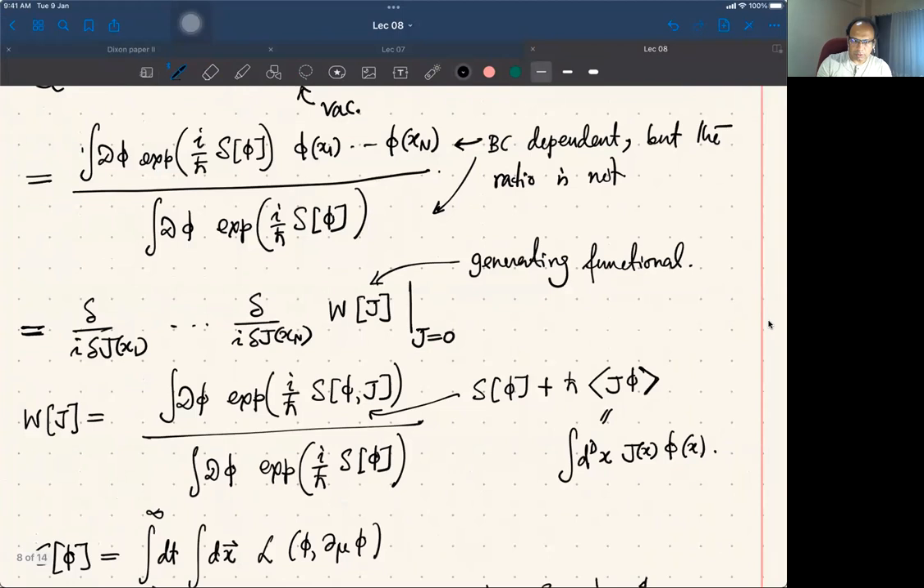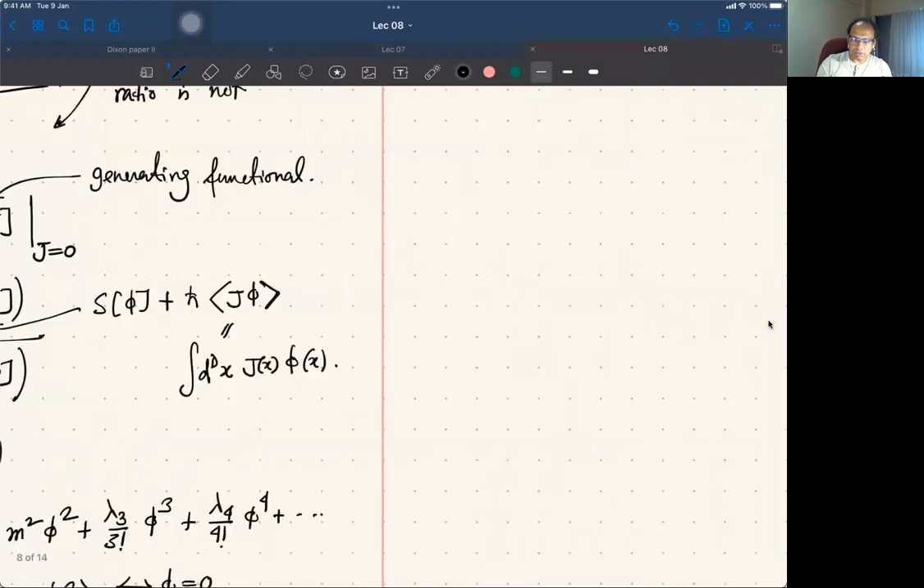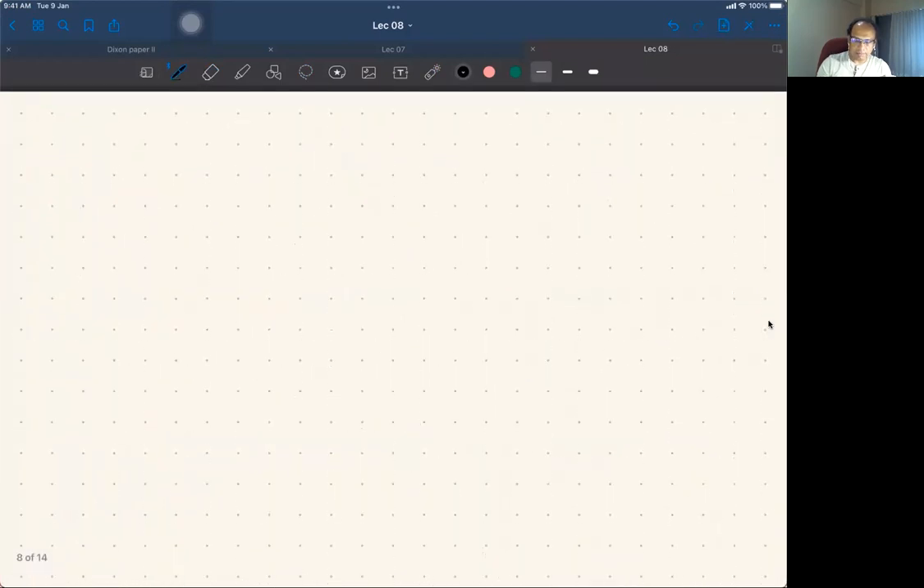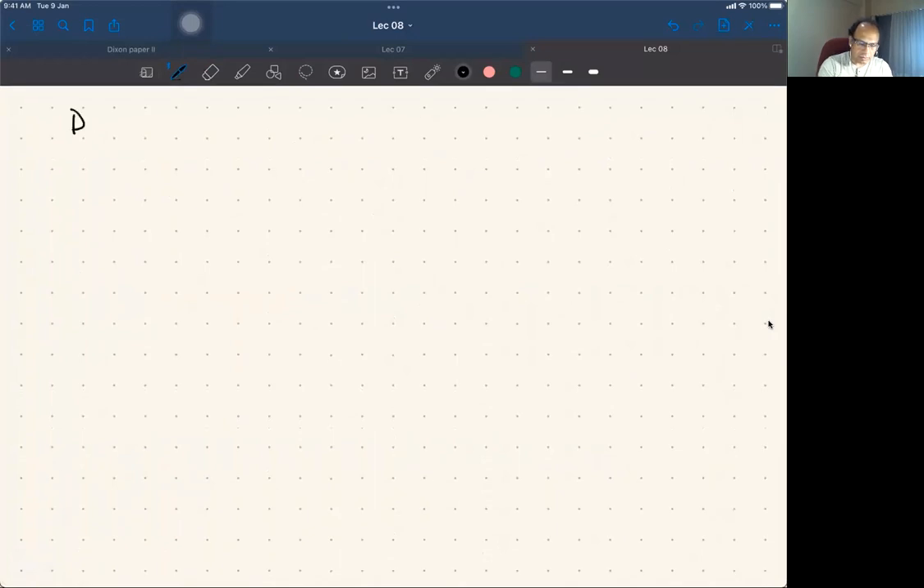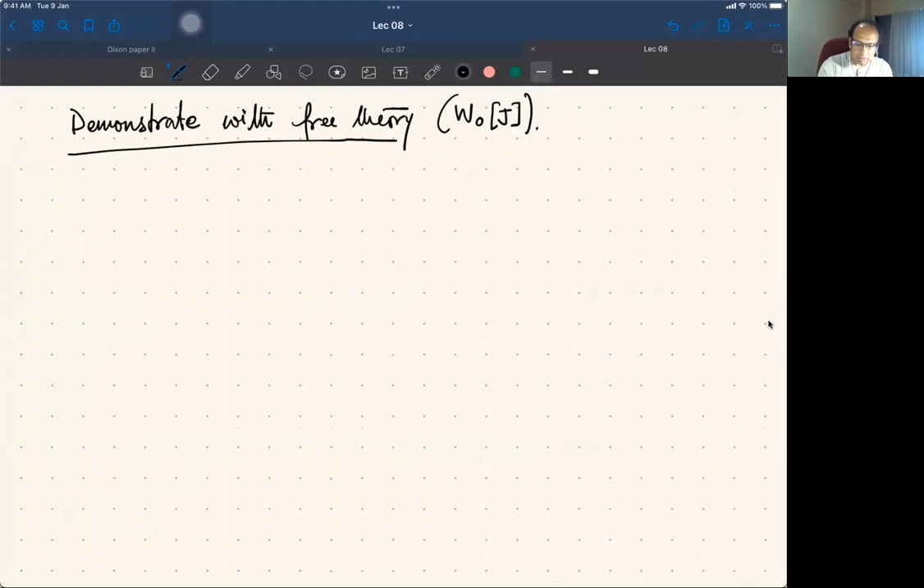So the goal now is to understand the computation on this QFT side and show that we get the same Green's function, the same diagrammatics that we discussed earlier using word-line arguments. So let us first demonstrate this with the free theory. Free theory will be denoted with a subscript 0.